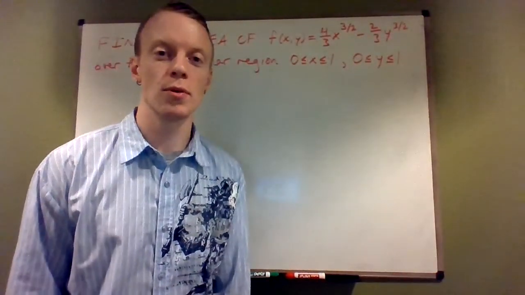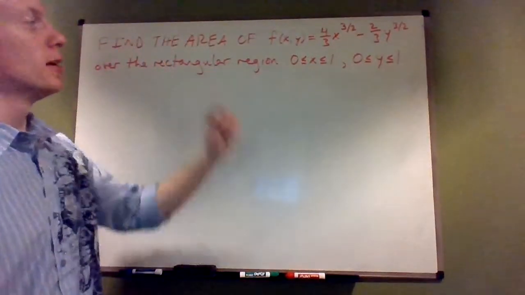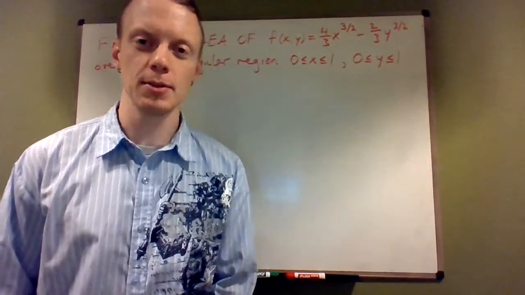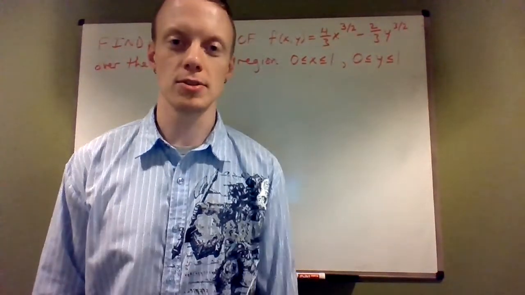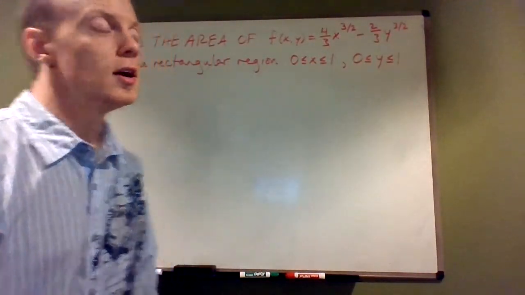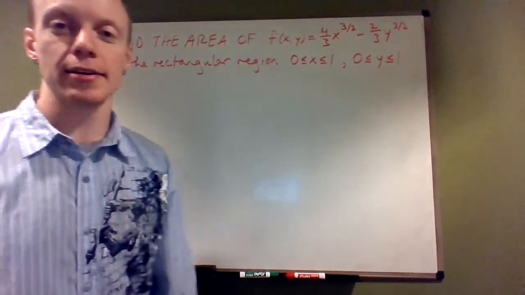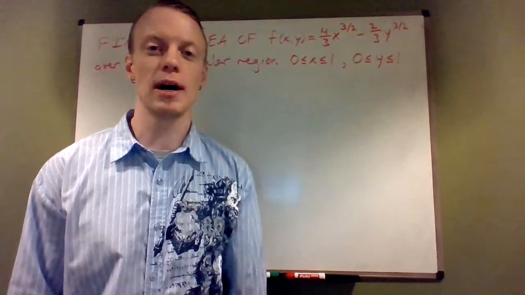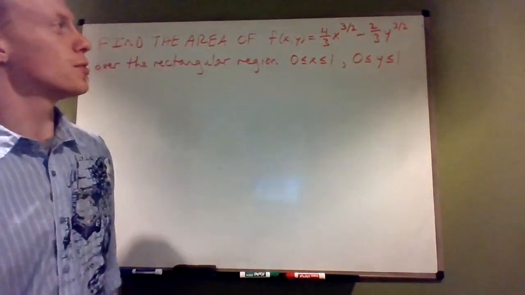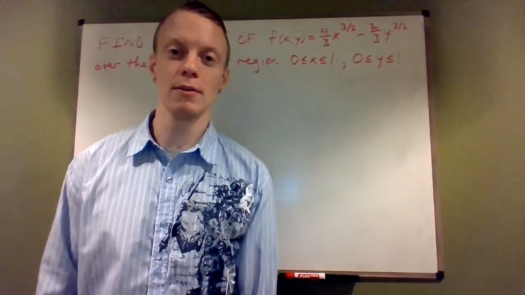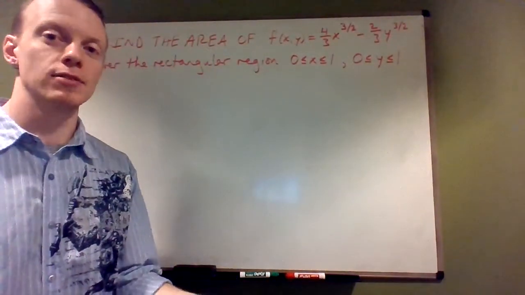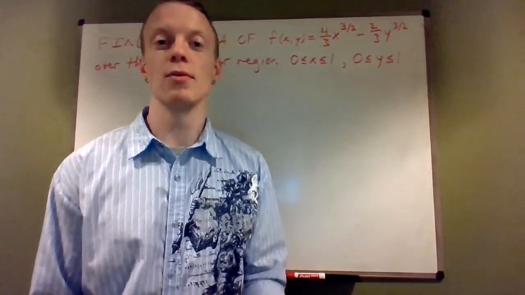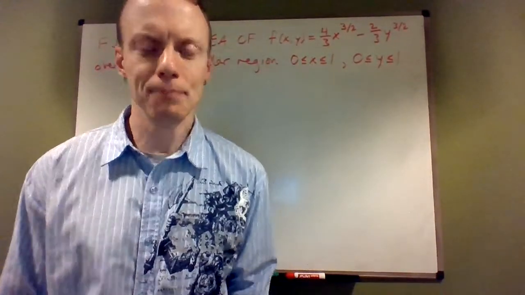All right, guys, so we're back with our second practice problem involving the area of a surface. This time we're going to be working with a function of two variables, and we're going to see how we calculate the surface area in this particular case. So the problem that we have here is we're going to find the area of f of x, y equals 4/3 times x raised to the power 3/2 minus 2/3 times y raised to the power of 3/2. And we're going to find the area of the surface over the rectangular region. X goes between 0 and 1, and y goes between 0 and 1 as well.